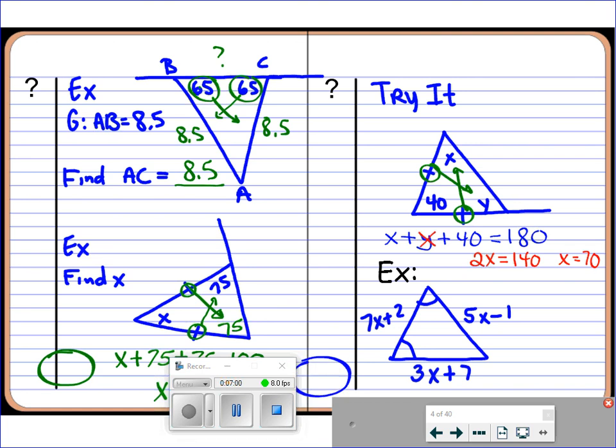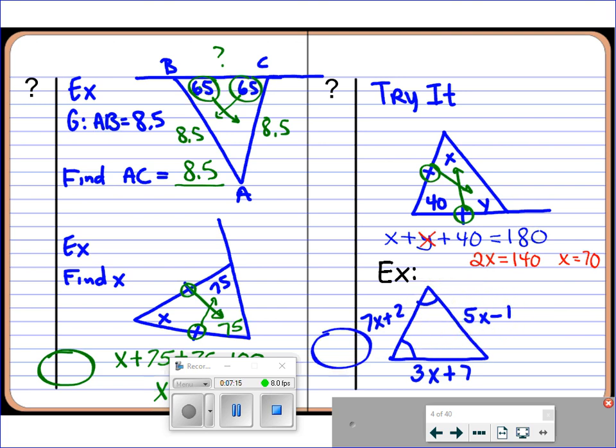That's just crazy talk. This is outside the triangle like this. This is representing a side length. And sides do not add up to 180. Angles inside, those measures in there add up to 180. So please don't do that.